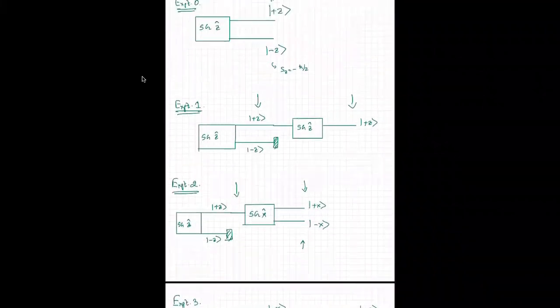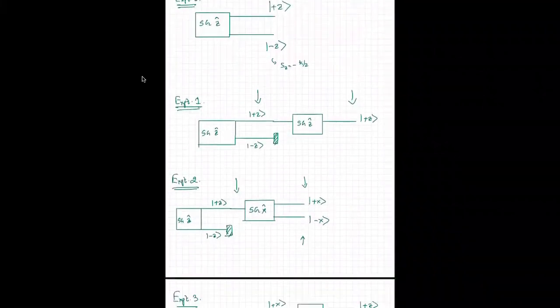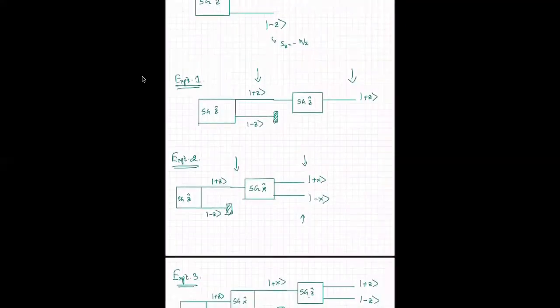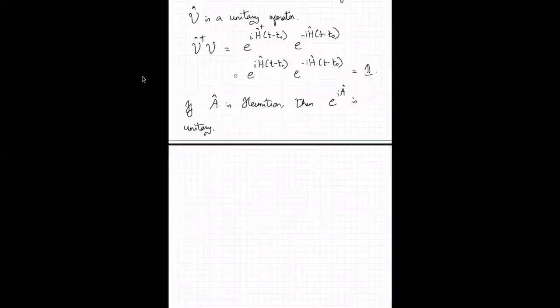Now experiment number 0 was very straightforward. It's the exact same Stern-Gerlach experiment as before. In experiment number 1, we blocked the minus z beam, and we let the plus z beam go through another Stern-Gerlach experiment in the z direction. Immediately afterwards, we found that the result of this experiment was only the Sz equal to plus 1/2 beam. So let us understand all these things in terms of the postulates.